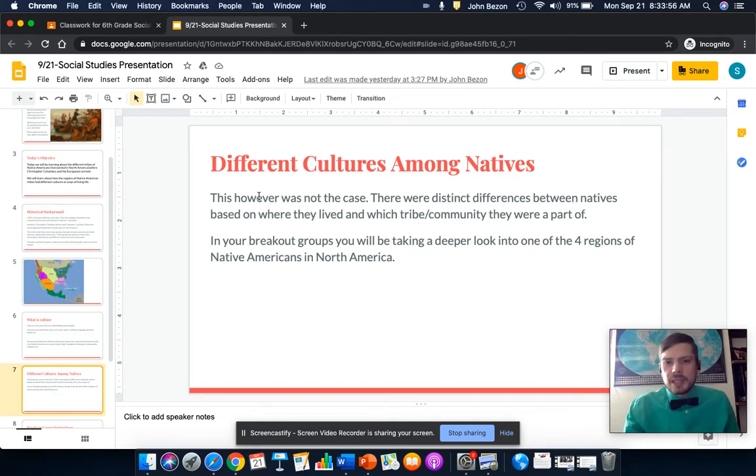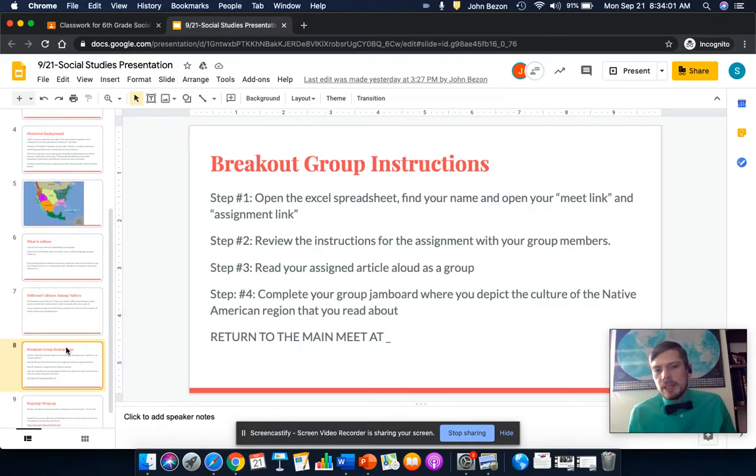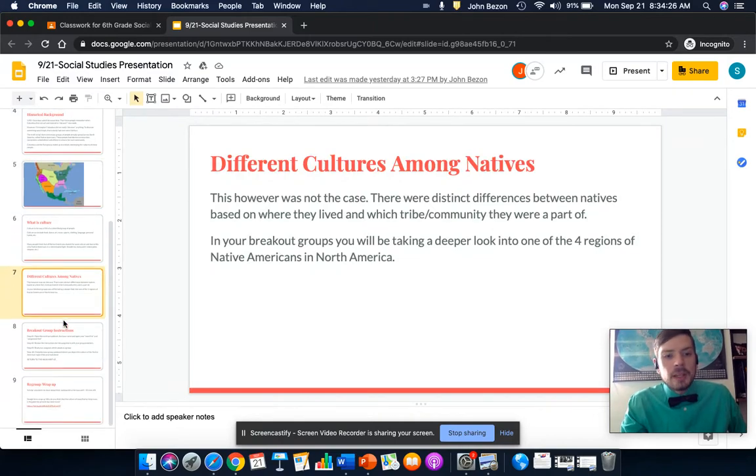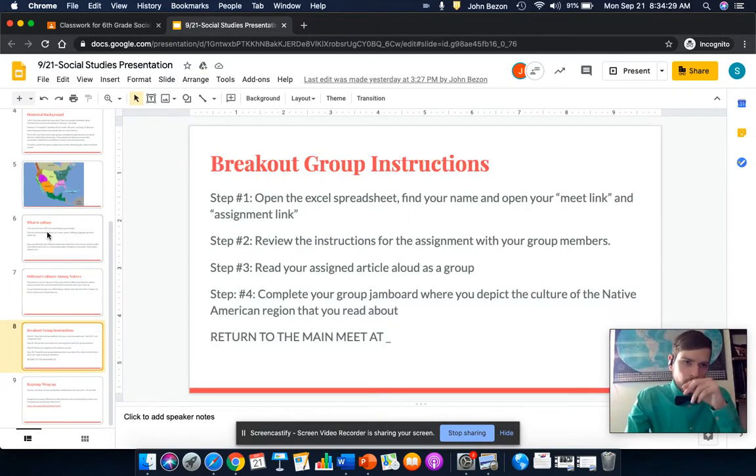As I said, that wasn't the case, and they had their own distinct culture. So what we did in the Google Meet is we went into breakout rooms where people read an article about one of the different regions. We had four different regions: the Northeast, the Great Plains, the Southwest, and the Southeast. Everybody in their different groups read about one of those cultures, and then they created a Jamboard to represent the culture of those Native Americans. This is before the Google Meet, so I don't have any to show right now, but that's what we did in the Google Meet. Okay, if you did not attend the Google Meet, you still have some work to do.